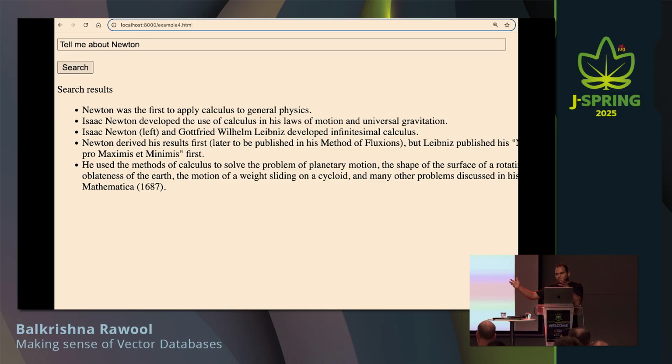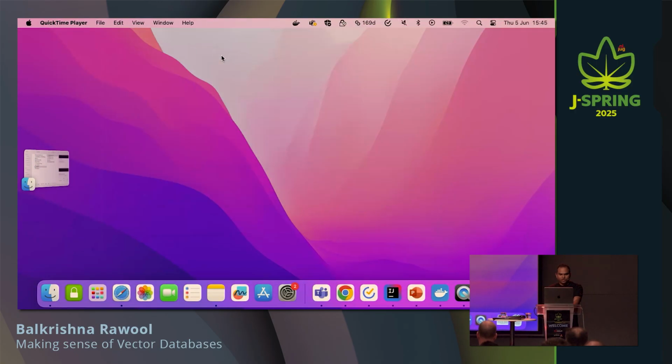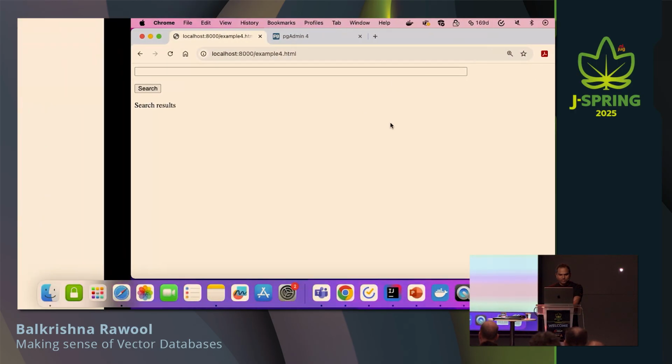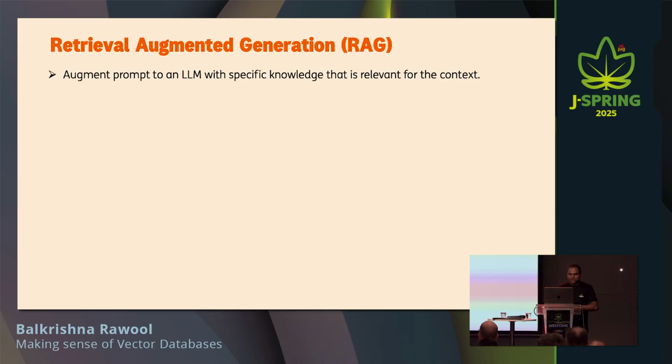If you are interacting with an LLM, you can also use a vector database to augment the context in your prompts. And if you do that, that pattern has a name, and it's called retrieval augmented generation. And that's the next thing that we'll discuss. What we do in retrieval augmented generation is augment the prompt to an LLM with specific knowledge that is relevant for your context, right?